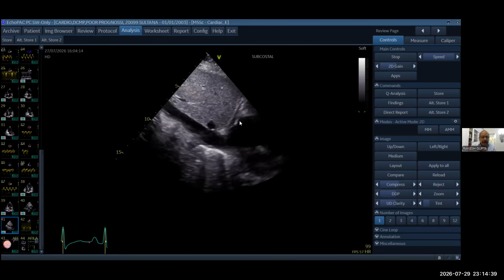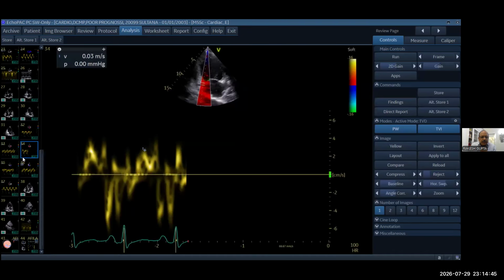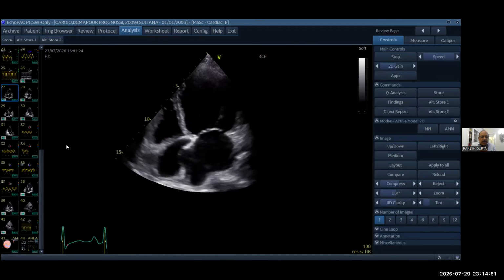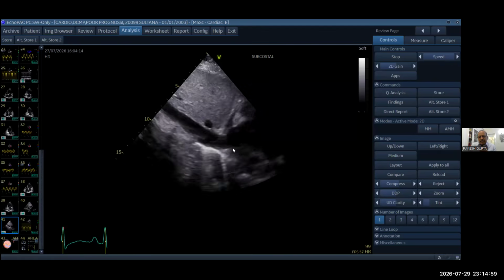Look at our heart rate. Heart rate is not seen, unfortunately, but heart rate was almost 120, 130. So in this kind of patient, what would be the first drug of choice?